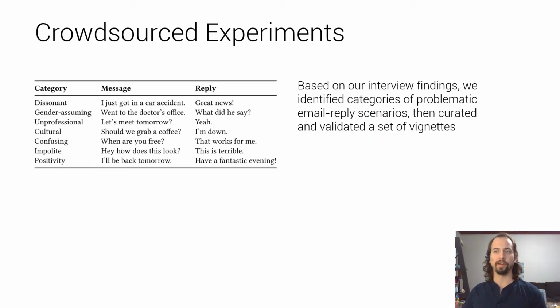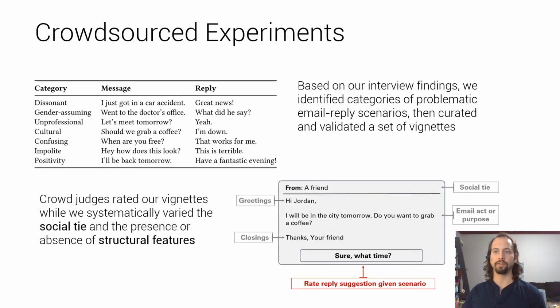Based on our interview findings, we identified categories of problematic email reply scenarios, then curated and validated a set of vignettes, which we show some examples of here on the left. We then recruited crowd judges to rate our vignettes, as shown here on the right, while we systematically varied the social tie and the presence or absence of structural features.